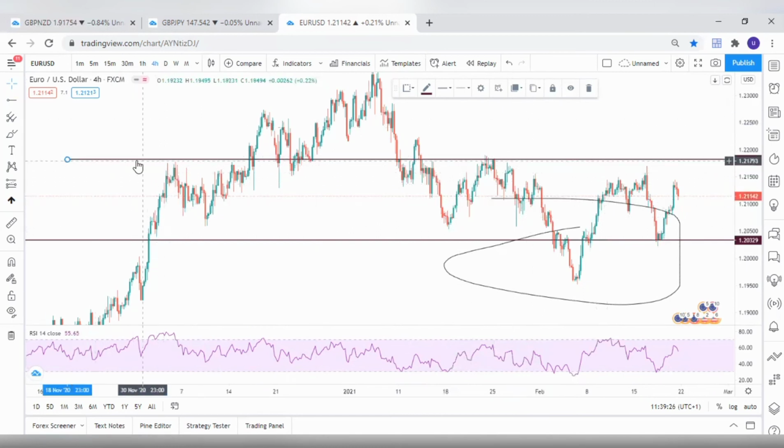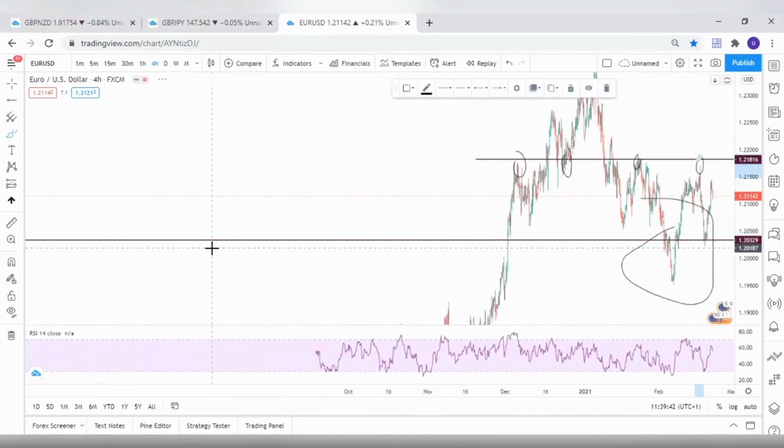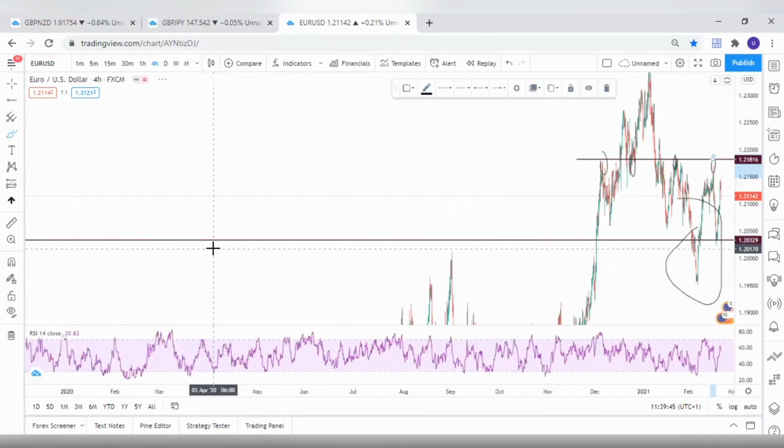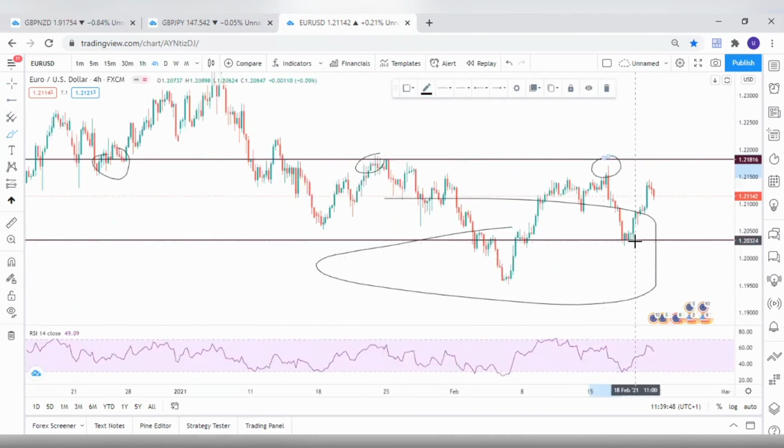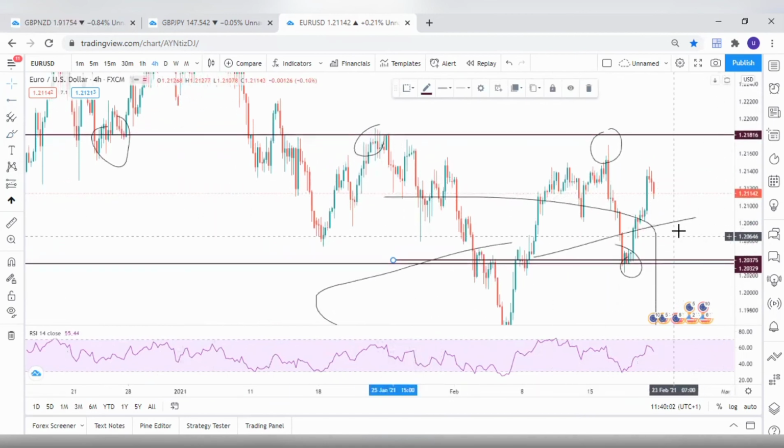As you can see right here, there was resistance here. At a time, it turned to support. You see resistance again, and this place, which was formerly a resistance line, later turned to a support zone, as you can see. So market analysis is usually about touches. Don't mind me, my chart is dirty. This is the 4 hours time frame.